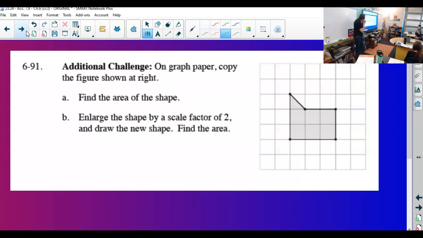So if this shape gets enlarged by a scale factor of 2, what will its new area be? Discuss this with your team. If this gets enlarged by a scale factor of 2, what is its new area? Well, I guess we need to figure out the current area first. What do you think, Mick? Alright, so what's the area of the current shape? So 6.5. Okay, so what do we think is going to happen with scale factor 2?